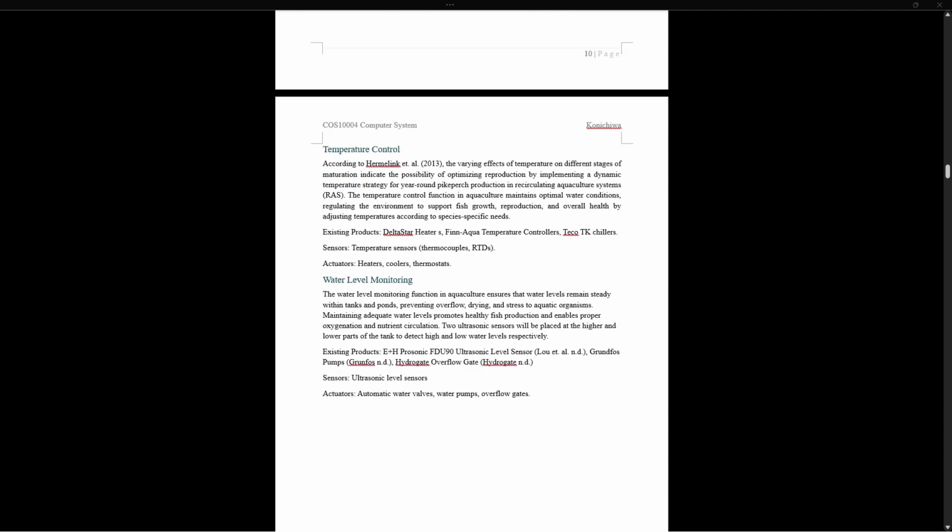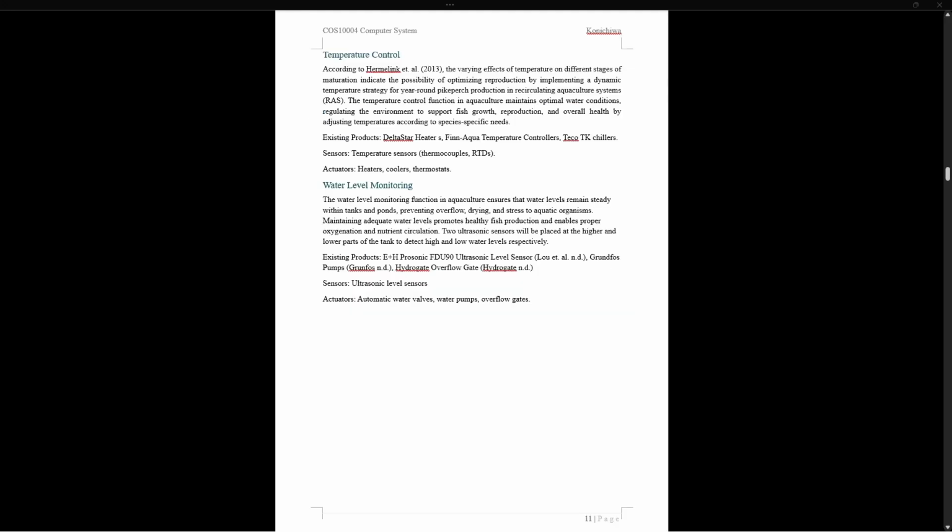Next, we have the temperature control. The temperature control allows optimal growth and health for specific fish species by adjusting the water temperature, supporting reproduction and reducing disease risk. The products are Delta Star Heater S, Thin Aqua Temperature Controllers, and the Tegor TK Chillers.